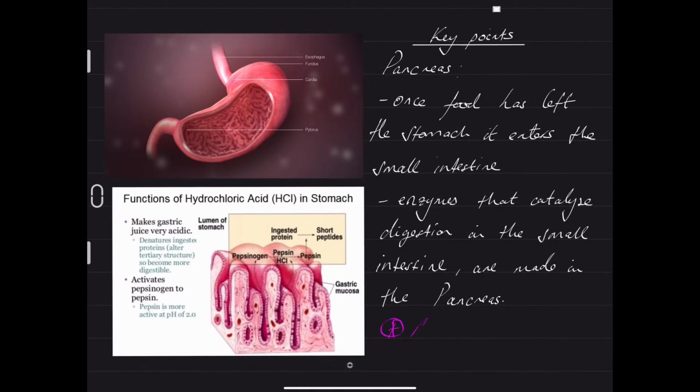So all these enzymes work best in an alkaline environment.